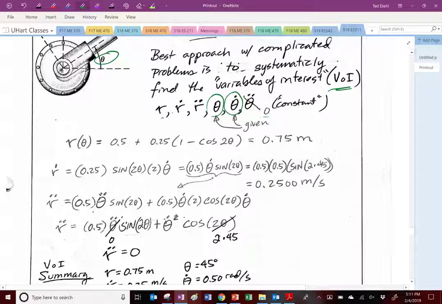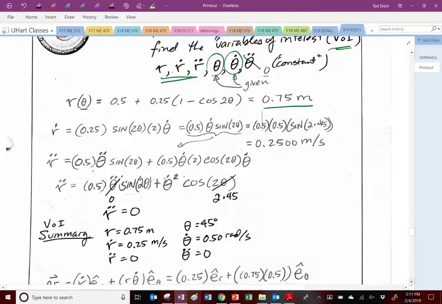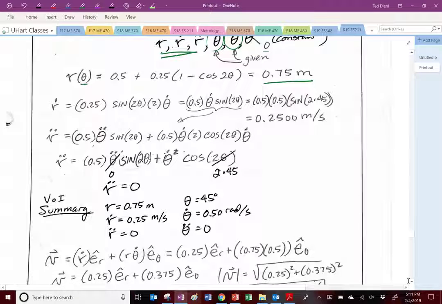The rest of these three we are to find just by the kinematic relationships. First off, we can just plug in theta, which we were told was 45 degrees. If we do that, we end up finding that r is 0.75 meters. The next one is a little different: we want to find r dot. Well, we could do that by finding the derivative of this with respect to time.